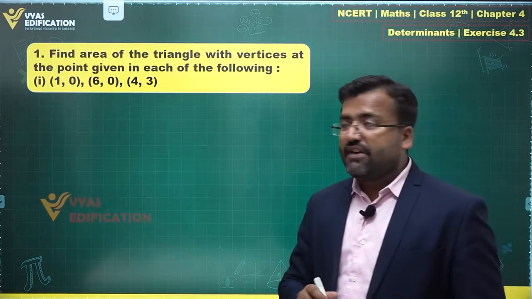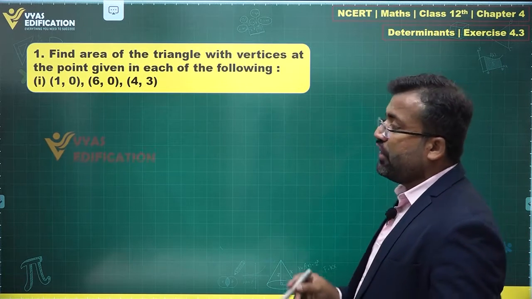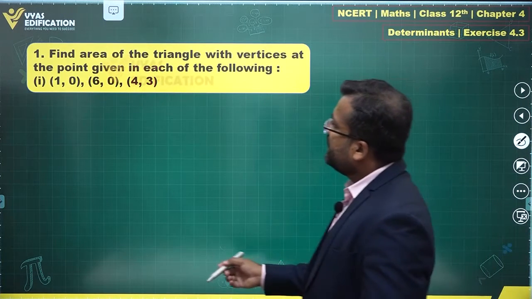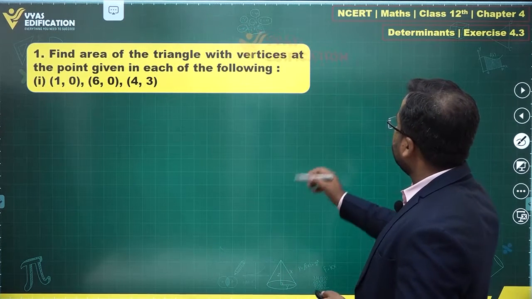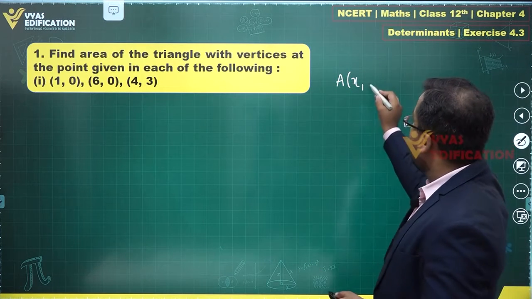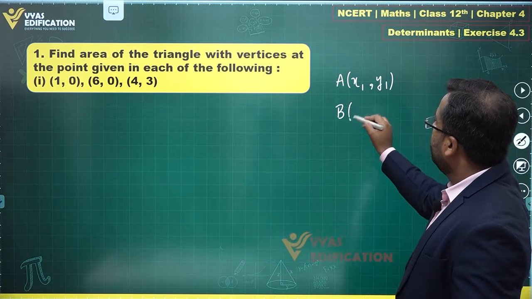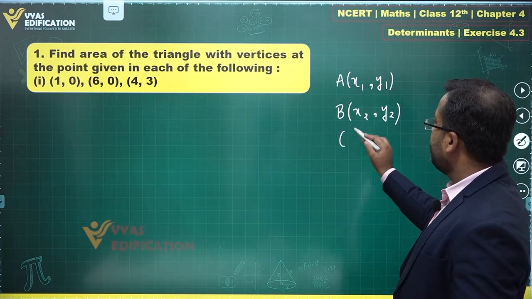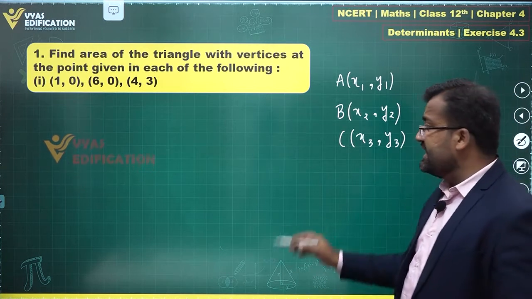Let's say the first question that we have is: find the area of the triangle with vertices at the points given in each of the following. Now, what are we supposed to do in this one? Not much. We are simply supposed to use the idea of determinants to find the area. How can you find the area? For a triangle having vertices A (x1, y1), B (x2, y2), and C (x3, y3), the area of the triangle can be found very easily.